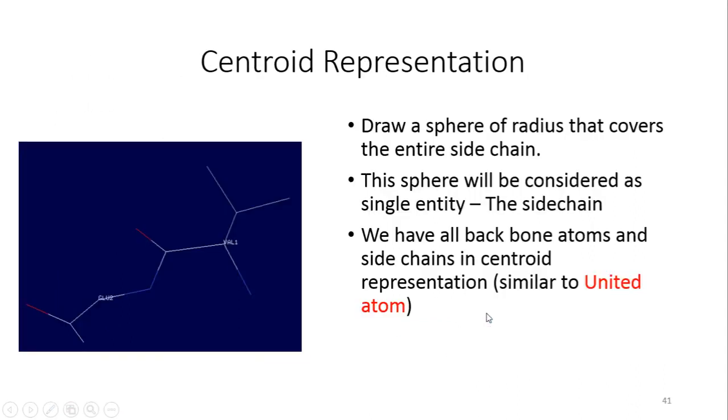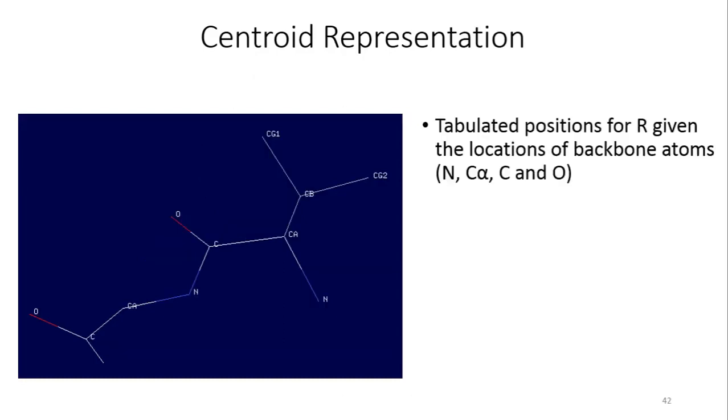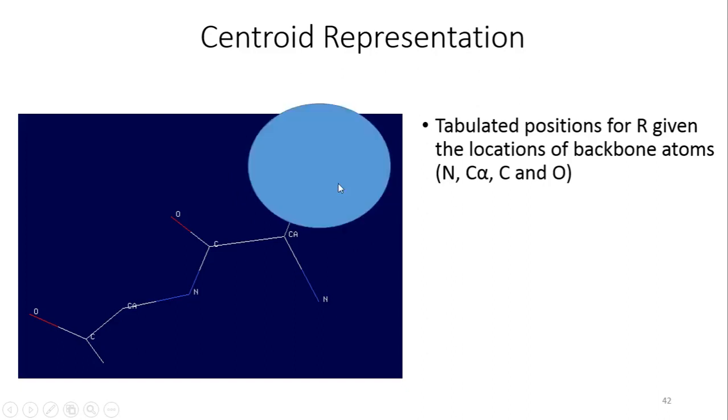Okay, now, this is what we have already discussed. So let us talk about this centroid representation now. After considering the side chain as a single entity, what they did next is that they tabulated the position of your R given the location of backbone atoms, that is N, C alpha, carbonyl carbon and carbonyl oxygen.